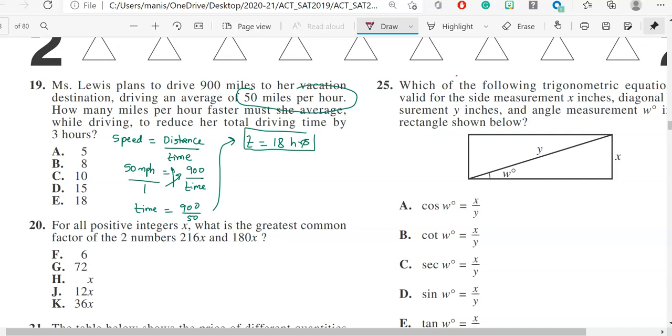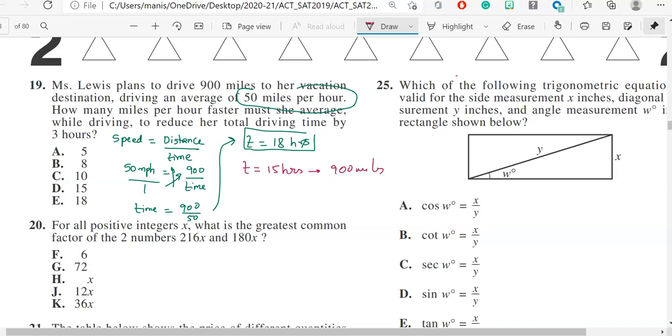Now the question is saying: how many miles per hour faster must she average while driving to reduce her total driving time by 3 hours? So the original time is 18 hours. If you subtract 3 hours, she will take 15 hours to complete 900 miles.